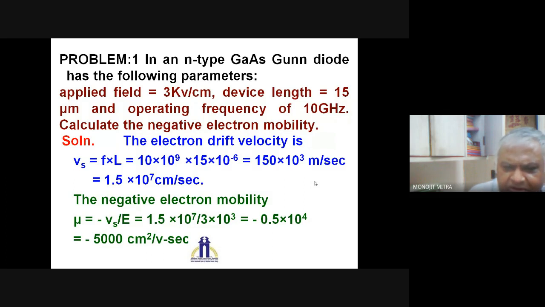And mu is Vs by electric field. You have read it. Drift velocity by electric field. So Vs value, we got it from here. Electric field value is given in the problem. Just we have substituted and we got the value. And why have I written negative? Because I told you that as the electron concentration decreases, mobility value is negative for Gunn diode. In the problem also it is mentioned to calculate the negative. That's why I have marked it negative. So the answer is 5,000 centimeters square per second.